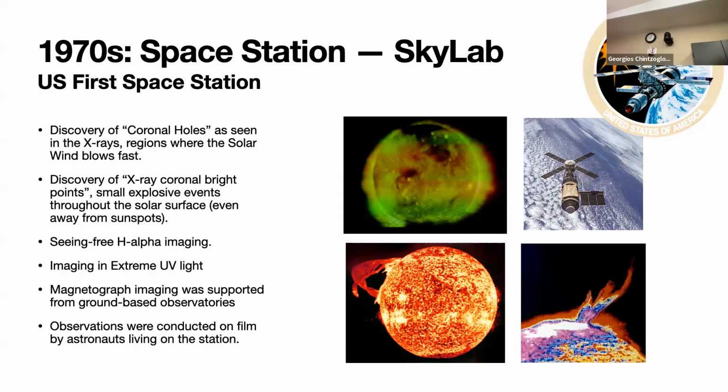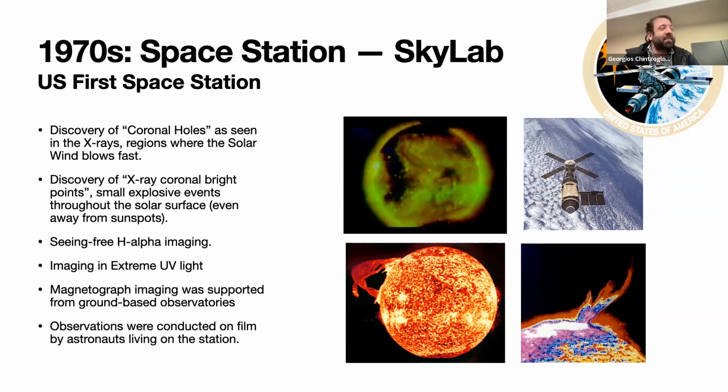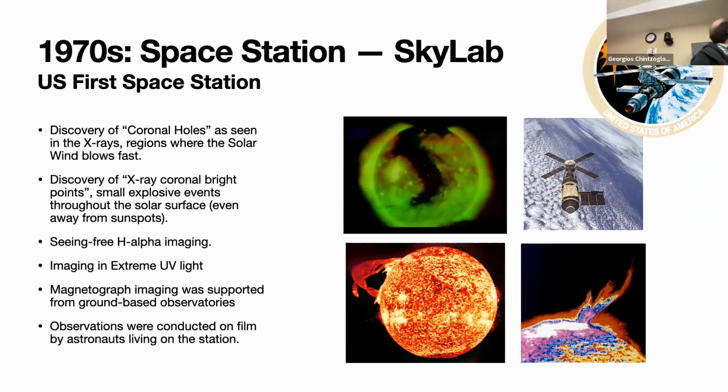And it was possible for the first time to take images continually from space in X-rays. There's no way you can do that from the ground because the atmosphere absorbs X-rays. So you have to go to space, and that was the first time this was done. Here's a movie that shows the so-called coronal holes.